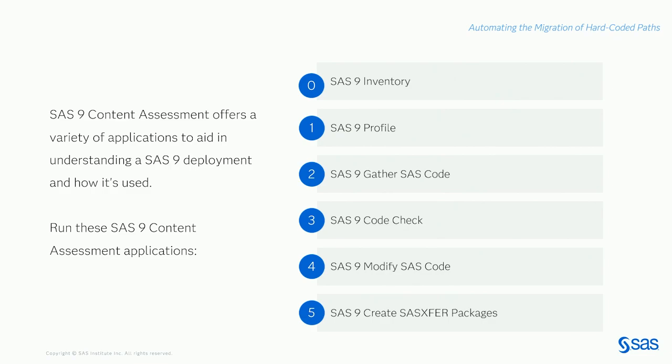We're going to run our profile tool to determine the migratability of our Enterprise Guide projects. We're going to run our Gather SAS Code tool to pull the SAS code out of the Enterprise Guide projects. We're going to run our code check tool to actually look at the code. Are there any hard-coded paths in that code we just pulled out? We're going to run our Modify SAS Code tool to build a mapping file that we're going to pass to Viya. And then we're going to run a tool to create a package to upload that mapping to Viya.